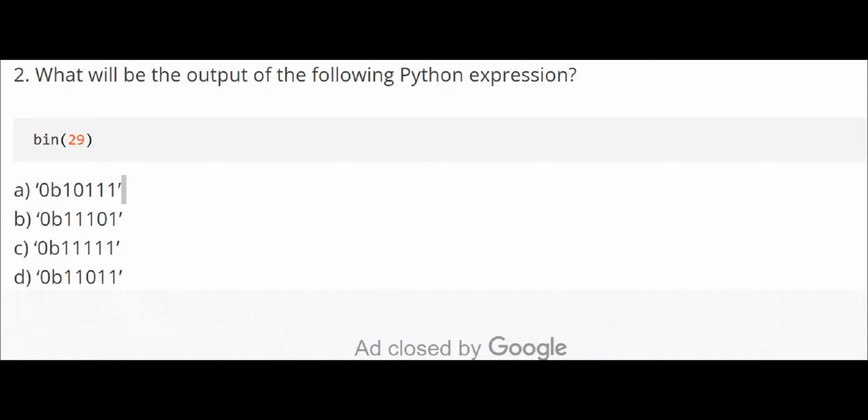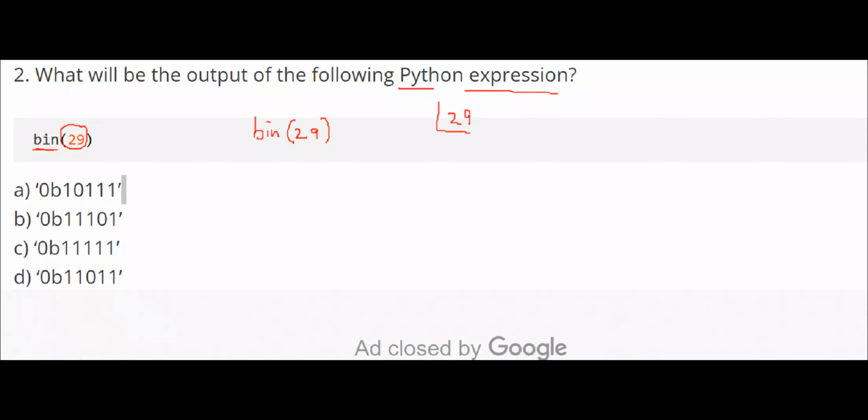In this question, what will be the output of the following Python expression? Here you have taken a decimal number and bin of the decimal number. That means bin is a function which converts into binary form. Bin means binary. So you have taken the decimal number 29 and you want to convert 29 into binary form. So how will you usually convert a decimal number into binary form?